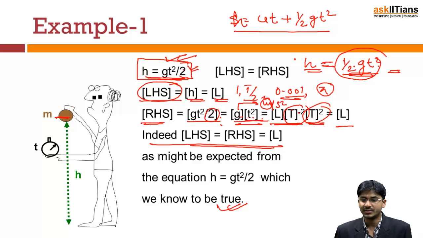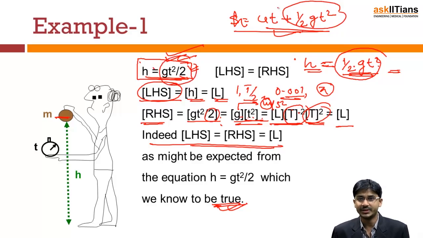S is ut plus, if you write S as h, it is ut plus half gt square. Now if you see here, they have given us only h equal to half gt square, the example that I have given here. Now this h equal to ut plus half gt square is the correct formula that we know. This we got, this I have given you as an example. Now this also you got to be true.